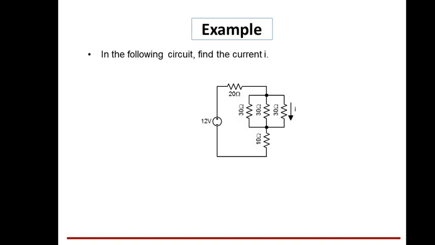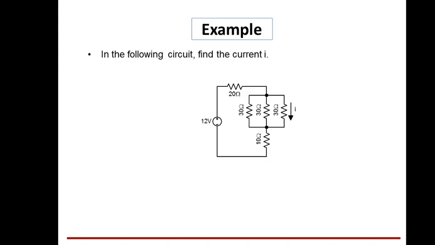Now you see here in the following circuit, find the current. Now here it is not purely series or parallel, both are mixed, right? So you see here the 12 volt source is connected in series with a 20 ohm resistor, and 3 resistors of 30 ohms are connected in parallel, in series with the 20 ohm resistor, and that is again connected in series with the 10 ohm resistor, right? In this way the circuit is there.